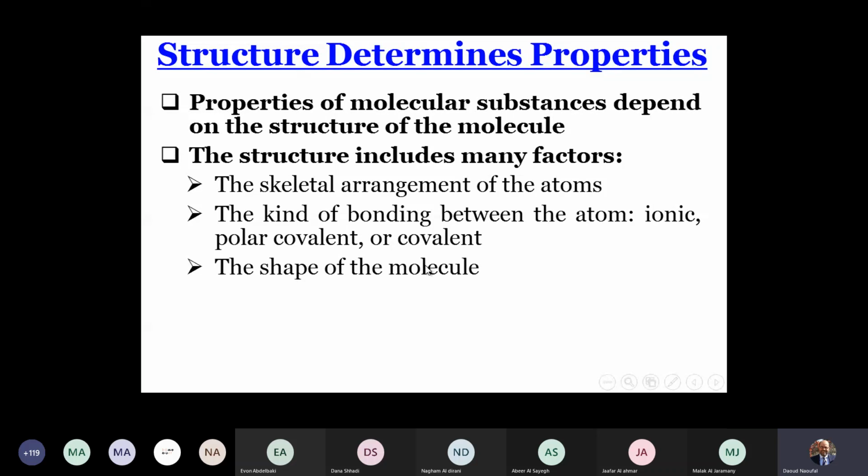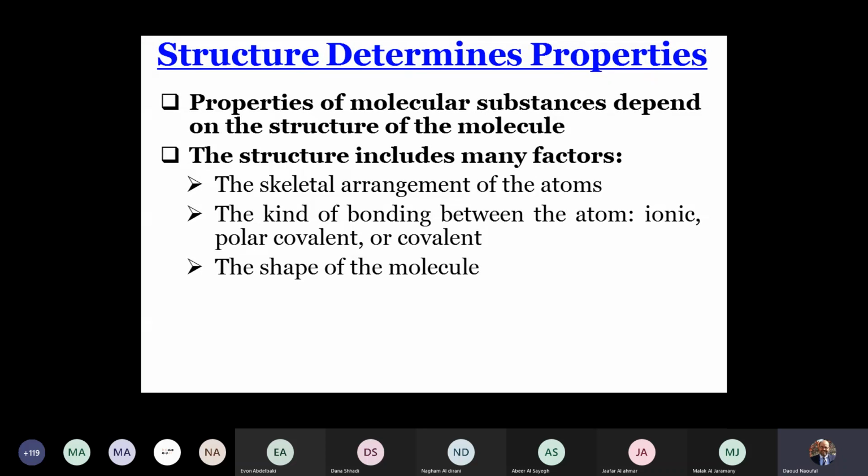For example, the polarity of a bond, or the polarity of a molecule, or its reactivity. Some molecules are very reactive. And sometimes to explain this high reactivity, we study the geometry of this molecule, and from the geometry we can draw conclusions.